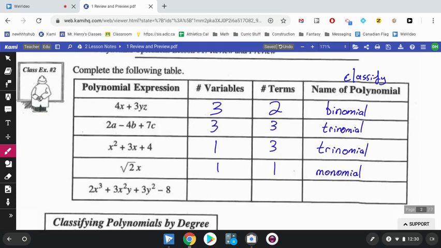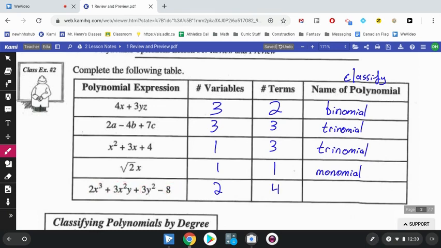2x cubed plus 3x squared y plus 3y squared minus 8. Well, I have an x and I have a y. So I have 2 variables. In terms of terms, this one has more terms. You've got 2x cubed, that's a term. 3x squared y, that's a term. 3y squared, that's a term. And negative 8. So 1, 2, 3, 4 terms.